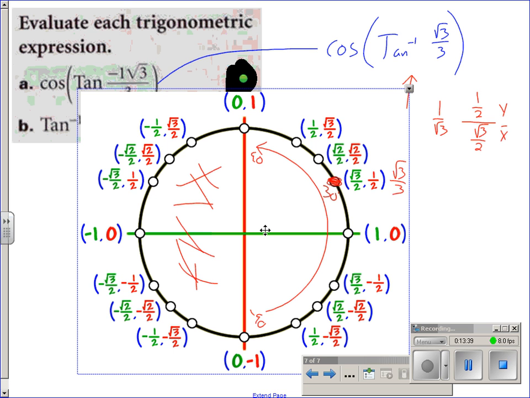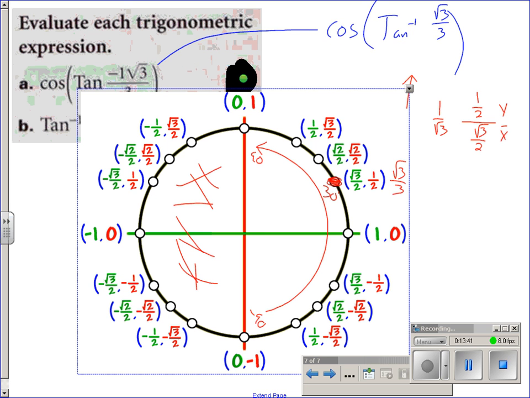So what that means here is we're going to take the cosine of 30 degrees. That inverse tangent of square root 3 over 3 is 30 degrees. Now we take the cosine of that. Cosine of 30 degrees on the unit circle: cosine's the x-coordinate. Square root 3 over 2 is our answer. So we're doing the same things, but it's just a composite function.